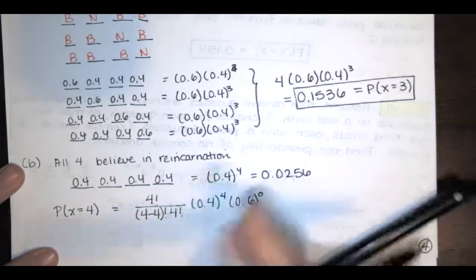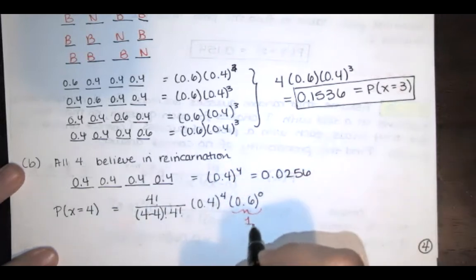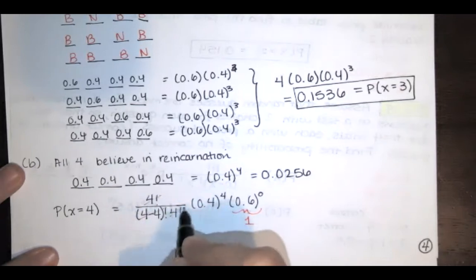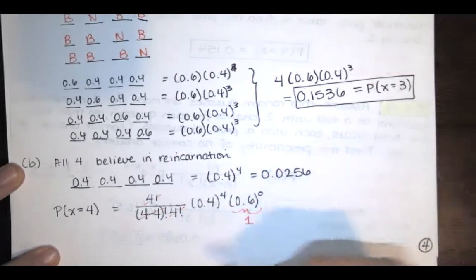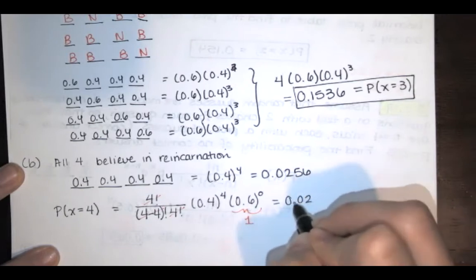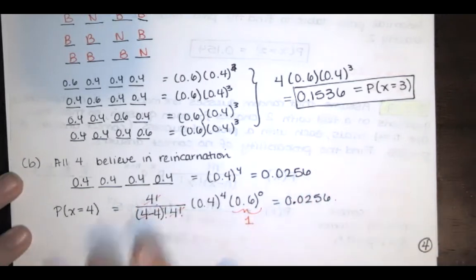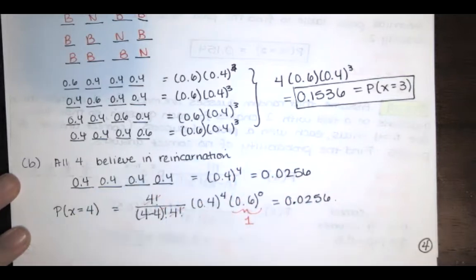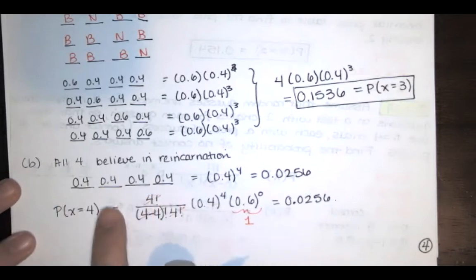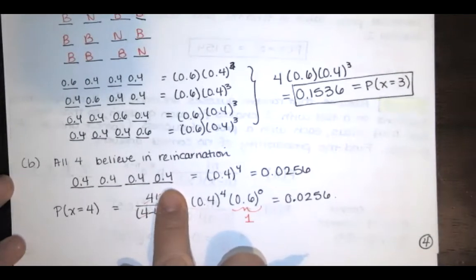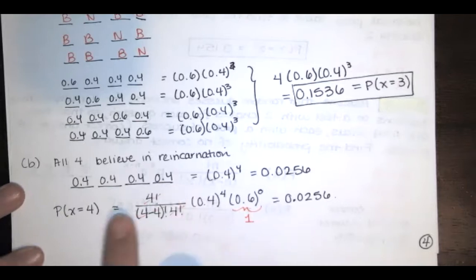Well, any number to the 0 is 1. And 0 factorial is 1. And 4 factorial over 4 factorial is 1. And so what we end up with is 0.4 raised to the 4th, which is 0.0256. And that's the probability of getting 4 successes in 4 trials using that formula. But again, it's the same as what you would get using the multiplication rule, because there's only one way for all 4 of those chosen to believe in reincarnation.